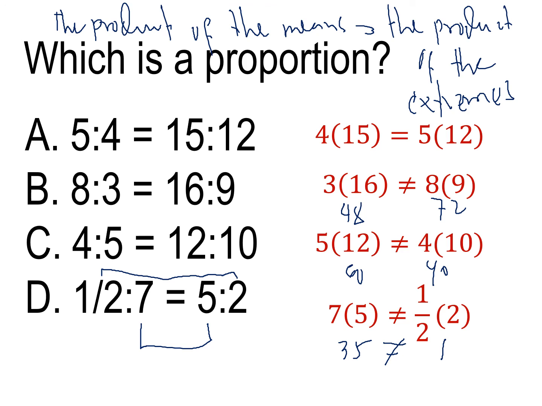But here, 4 times 15 is 60. 5 times 12 is also 60. Proportional. Therefore, the answer for this problem is letter A. Next problem.